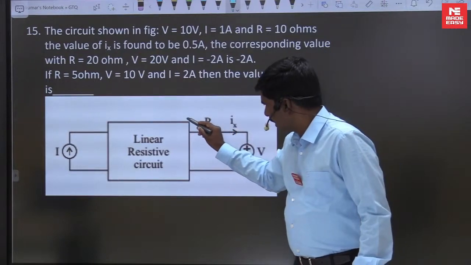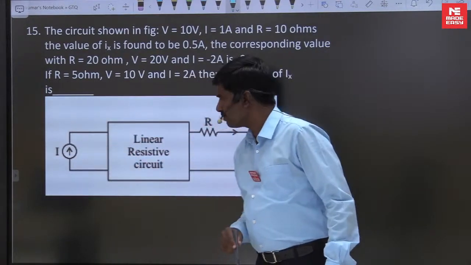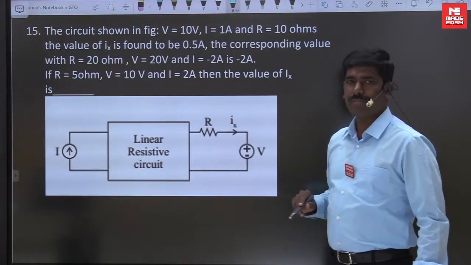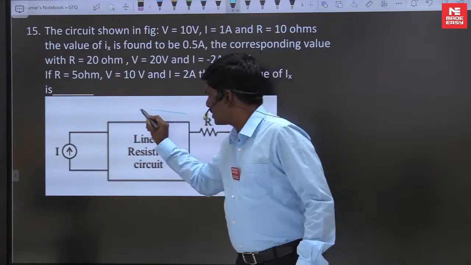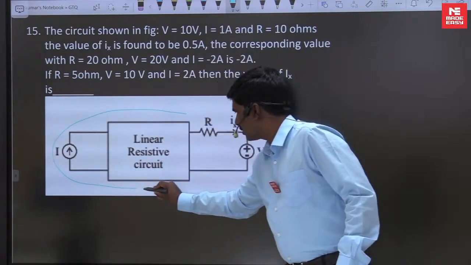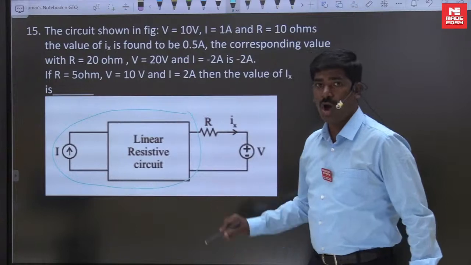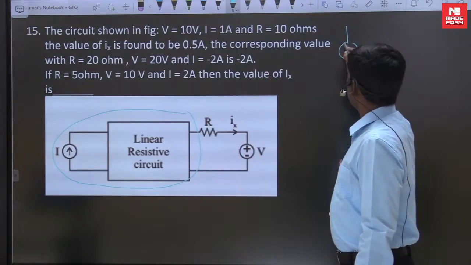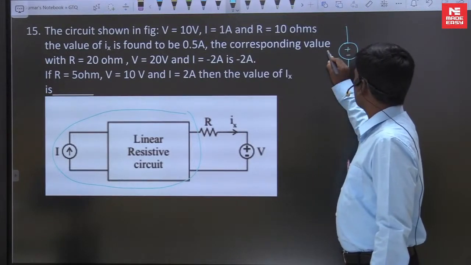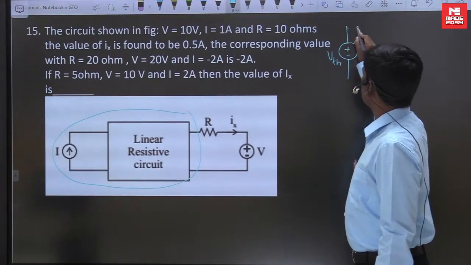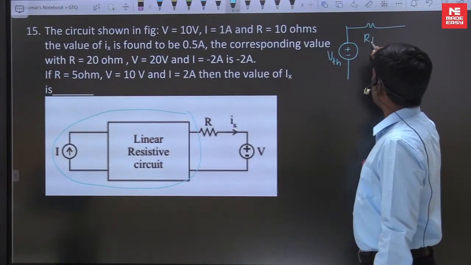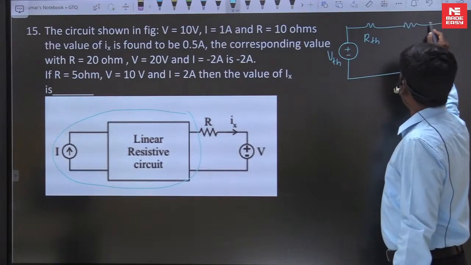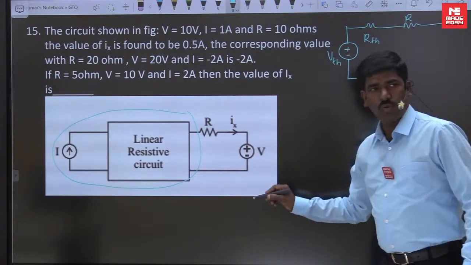Up to this, including this source, this acts just like a load. So this total network, not including this resistance, is replaced with a VTH in series with RTH. Now connect R and voltage V.